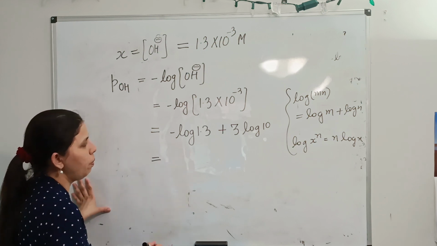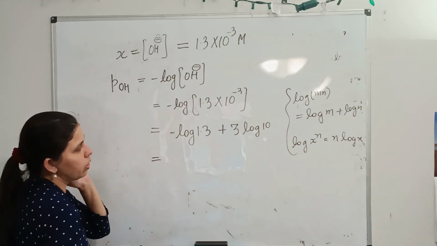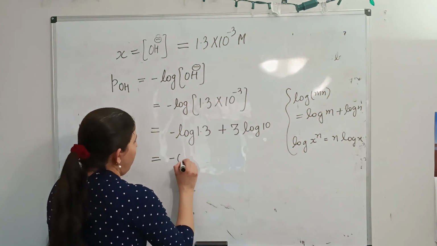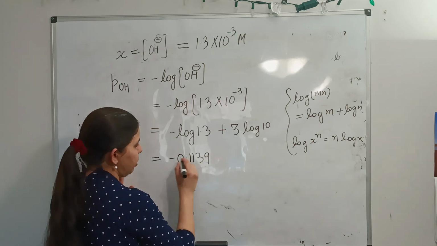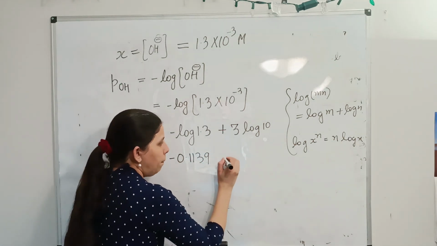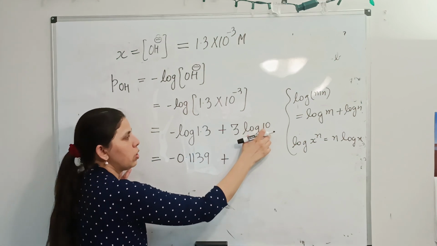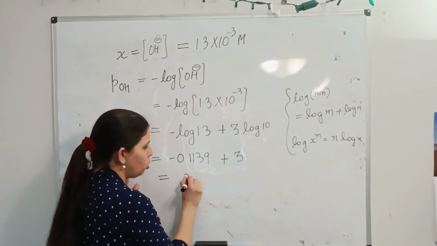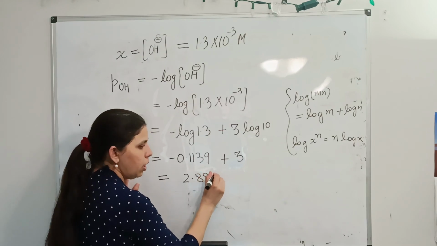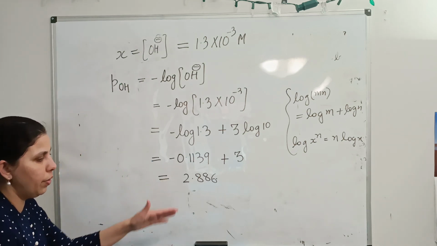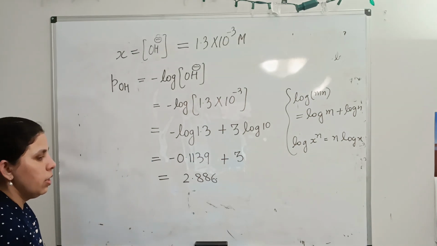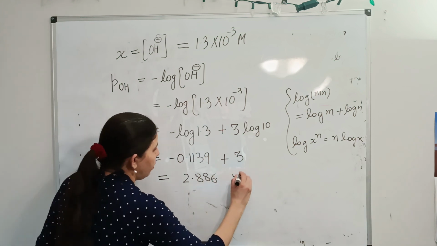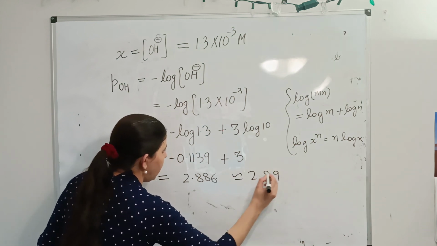So minus log of 1.3, you can calculate this by using the log tables or with the help of a calculator. It comes out to be 0.1139, and this is in minus. Plus 3 log 10. Log 10 is 1 only, so it is 3. So the value of pOH would come out to be 2.886. I already calculated this, so I know that. You can use the calculator to calculate this. We can round this off to 2.89.